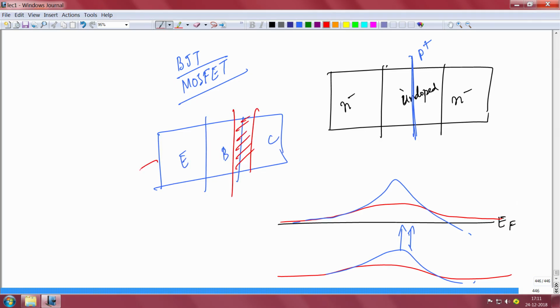You know the operation of the BJT in a conventional forward active mode, but there are other modes also, like reverse mode, saturation mode, and cutoff mode. Any standard textbook will tell you what it is. We have mostly discussed the forward active mode, which means the emitter base junction is forward biased and this junction is reverse biased. Both of them can be forward biased, both of them can be reverse biased.